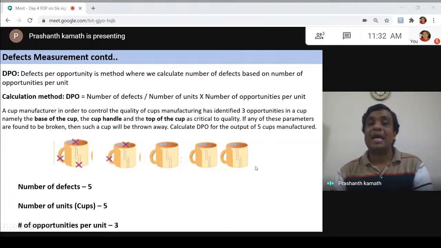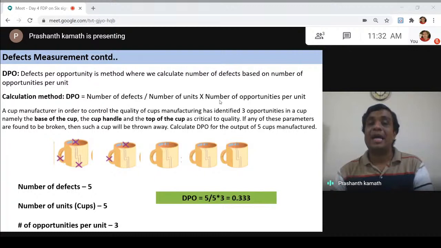So there are totally 15, 3 opportunities per cup, which makes it 15, right? So my answer will be 5 defects divided by 5 units multiplied by 3 opportunities per unit or per cup. So my DPO will be 0.333. Meaning to say, if I am making 5 cups, my defects per opportunity is 0.33.